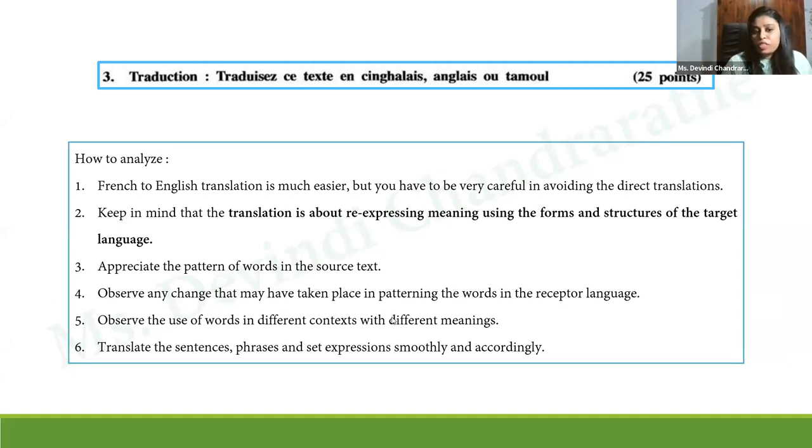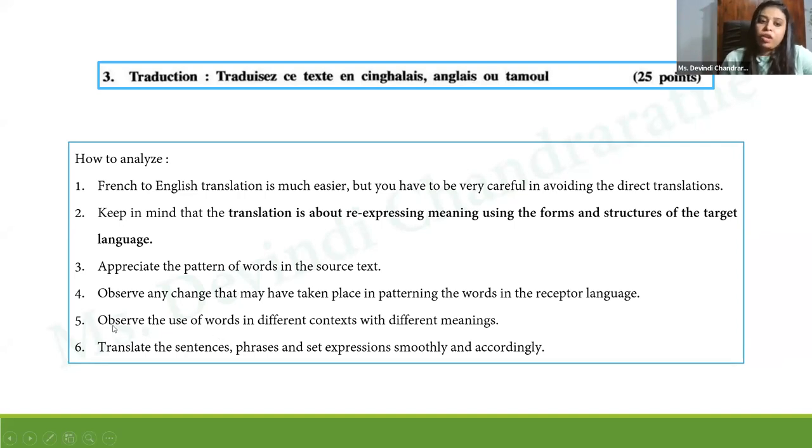Observe any change that may have taken place in patterning the words in the receptor language, which means you may have to change certain things. Just imagine that in Sinhala we say "mama bat kava", which is subject, object, verb. But in English it is SVO: I eat rice, subject, verb, object. So if you have to deal with these changes in the receptor language, the language you are going to translate the text into, make sure that you do them, right?